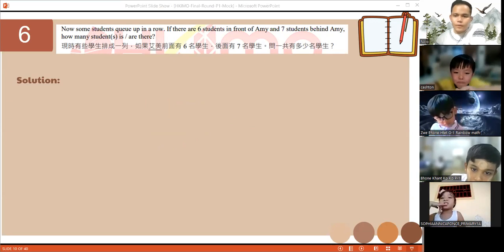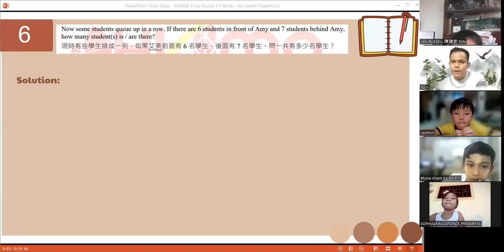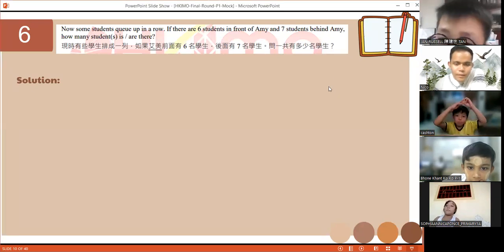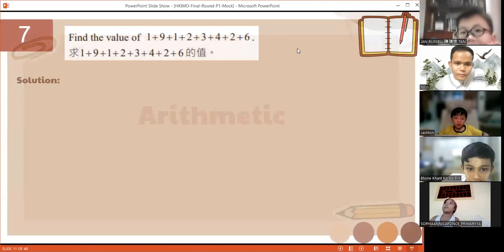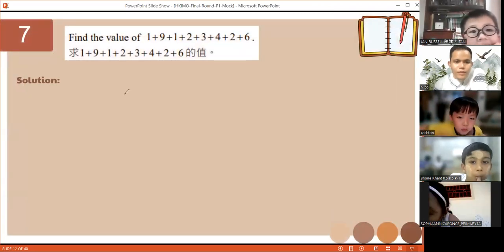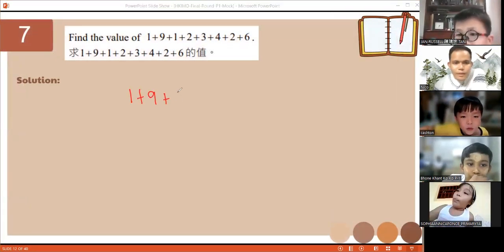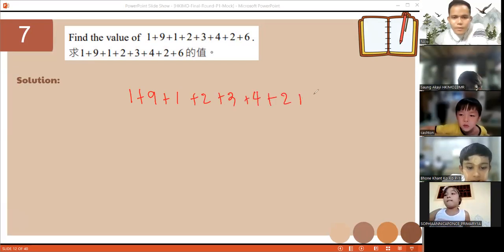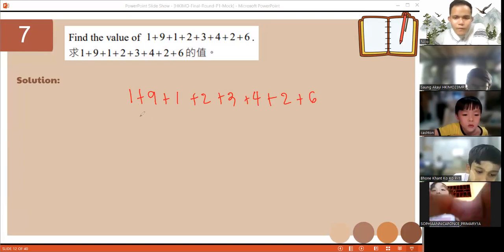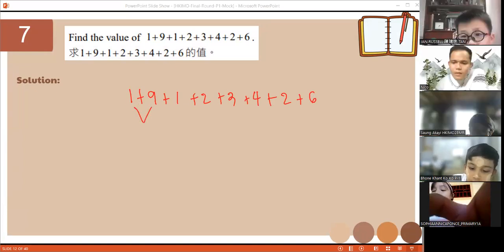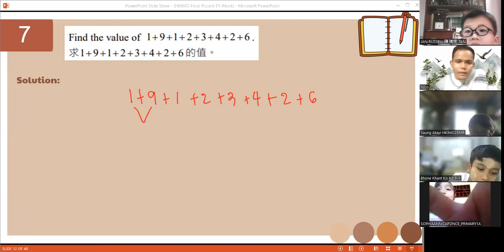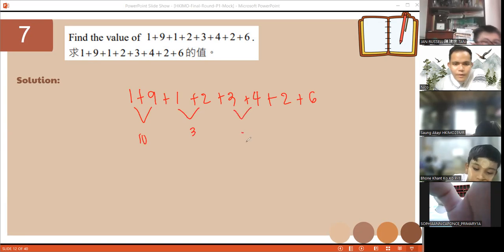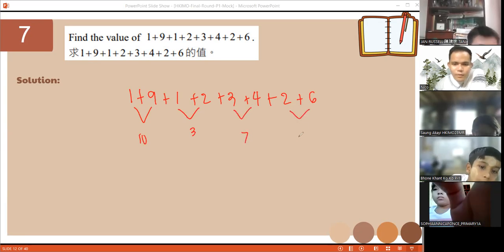Okay. So last number for the special numbers that we repeated. Number 7, this one. So let's rewrite it first. 1 plus 9 plus 1 plus 2 plus 3 plus 4 plus 2 plus 6, right? So we have 1 plus 9, which is equal to 10, right? 10. 1 plus 2, 3. 3 plus 4, 7. 2 plus 6, that would be 8.